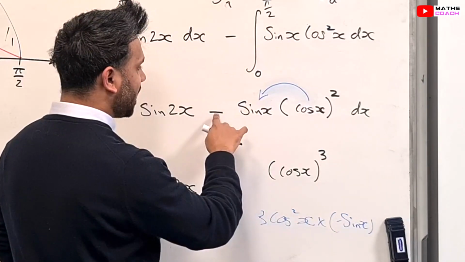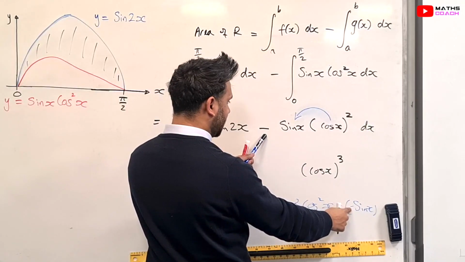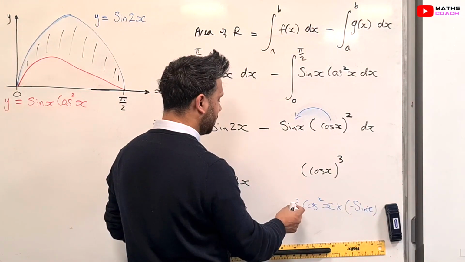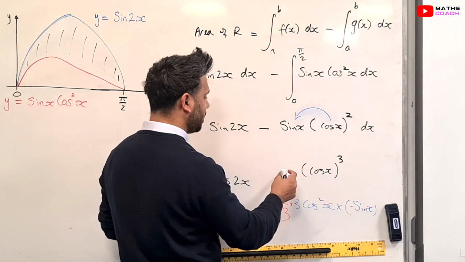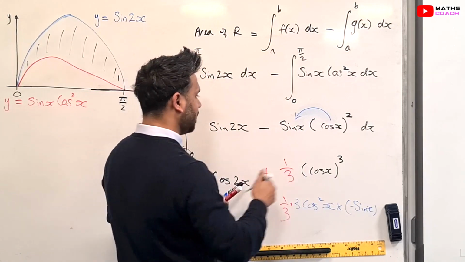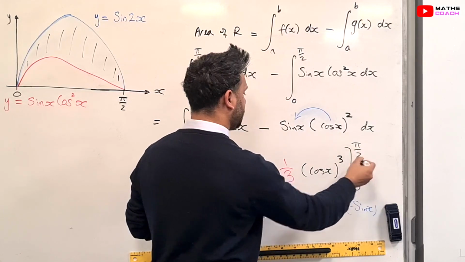But if you look here, we have just a negative 1 at the front here. So the negative can stay, so we need to get rid of that 3. So we need to multiply it by 1 over 3. So here, this will therefore be minus a half cos 2x plus 1 over 3 cos cubed x. Close the bracket, and we go from 0 to pi by 2.